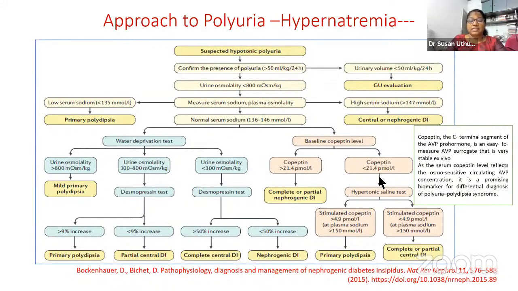And so we have already seen that if there is a more than 50% increase following desmopressin, that is complete central DI in a patient whose urine osmolality is not improving with water deprivation. And if the improvement is less than 50%, it is nephrogenic DI. And then we have already discussed the 9% thing, which we will be looking for in partial central DI and primary polydipsia. So baseline copeptin level is actually a direct assessment of the vasopressin, how it is acting.